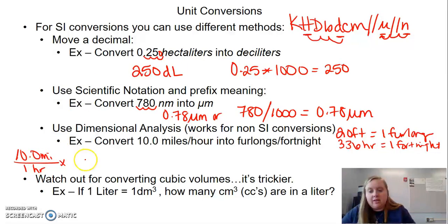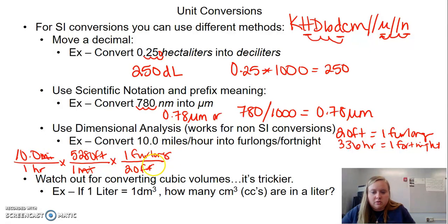So in order, I'm going to try to get the miles to cancel. So I know that in 1 mile there are 5,280 feet. And now my miles cancel, and then I'm going to get the feet to cancel. So I know that there are 20 feet in 1 furlong. So those cancel. And now I'm left with furlongs, and I can now get rid of the hours. And so there are 336 hours in 1 fortnight. And so my hours cancel.